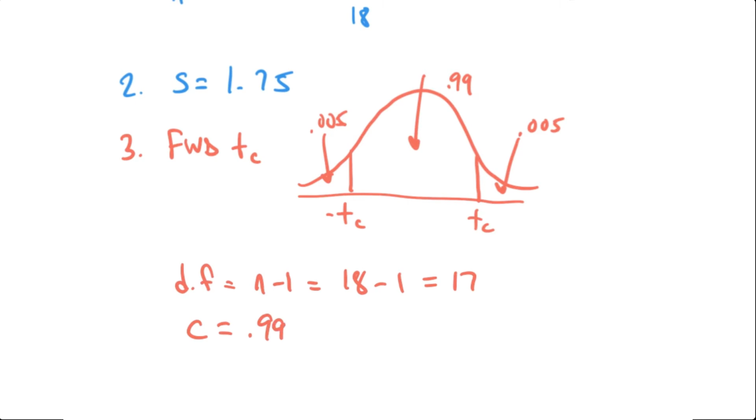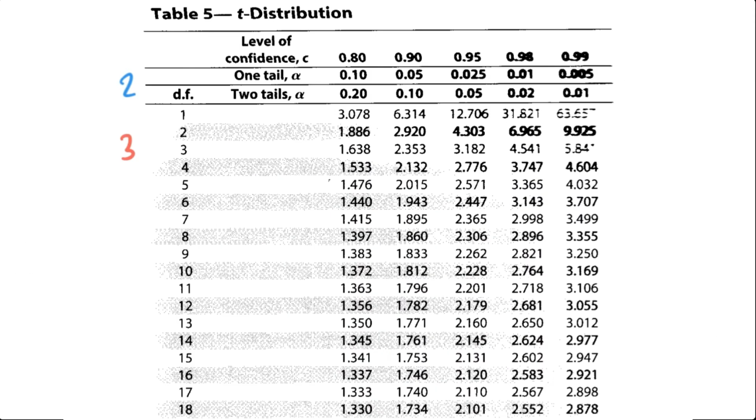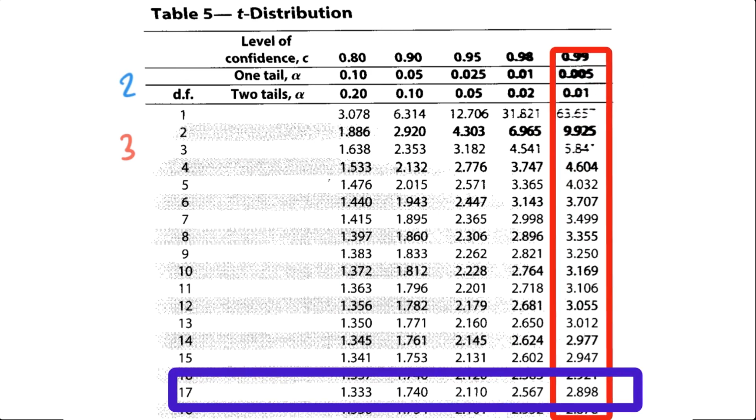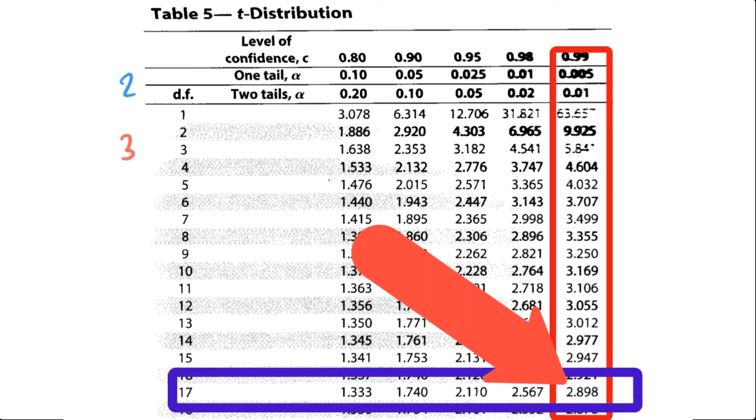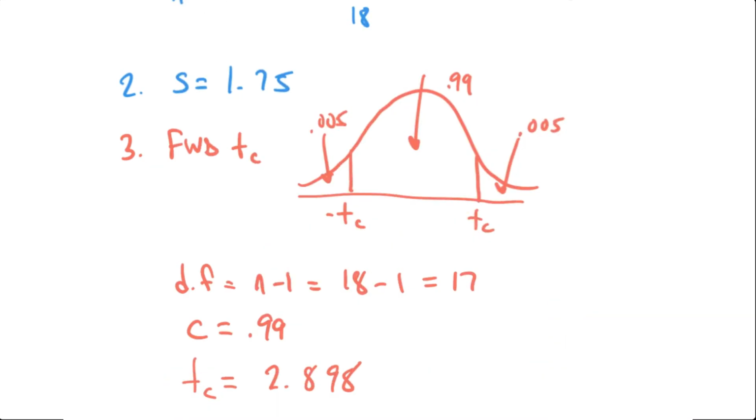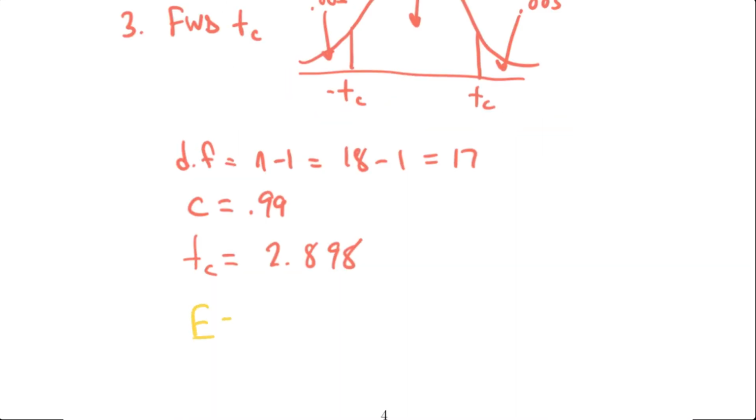Now when you look at the t-distribution table, you see that the critical number is 2.898. So the margin of error is going to be E equals TC times S divided by the square root of n, and that's going to be 2.898 times 1.75 divided by the square root of 18, and that's approximately 1.20.